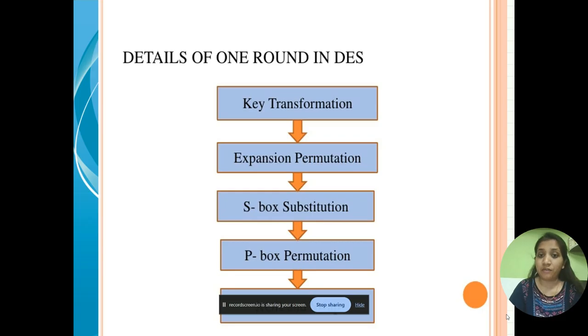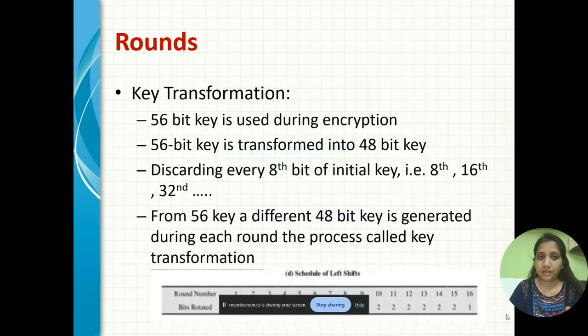Details of one round of DES. Firstly is key transformation, then expansion permutation, S-box substitution, P-box substitution, and XOR operation. So the rounds, key transformation. A 56-bit key is used during encryption, and the 56-bit key is transformed into a 48-bit key, discarding every 8th bit of the initial key, that is 8, 16, 32, and so on. From the 56-bit key, a different 48-bit key is generated during each round, and the process is called transformation.